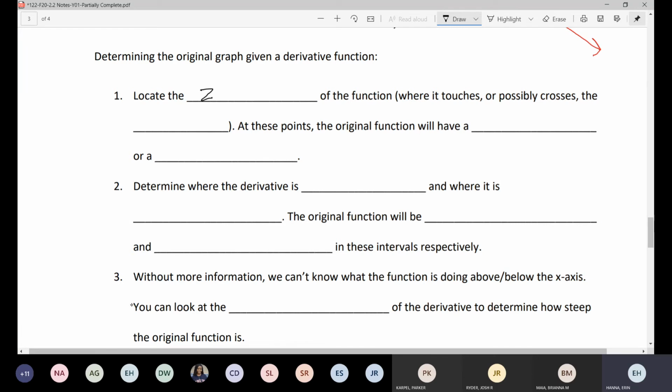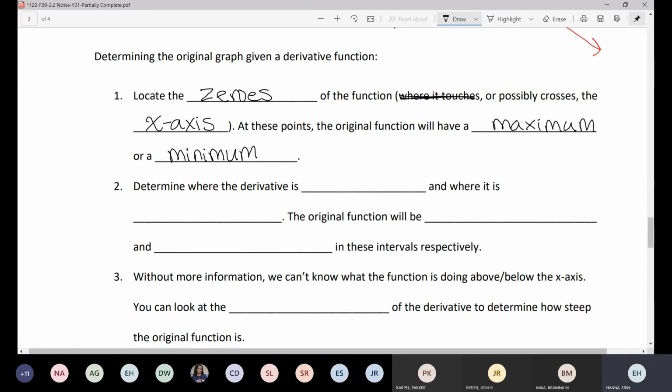So the first thing you're going to do is locate the zeros of the function. What I mean by that is where it touches or possibly crosses the x-axis. So instead of looking at maxes and mins, you're now looking at where it crosses or touches the x-axis. Ooh, here I am making that tiny little mistake again. Let me finish writing this and then I'll babble for a second. At these points, the original function will have a maximum or a minimum. I can't believe I didn't catch this when I wrote these.